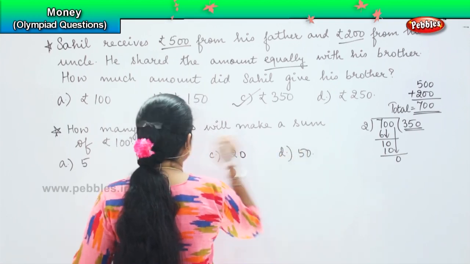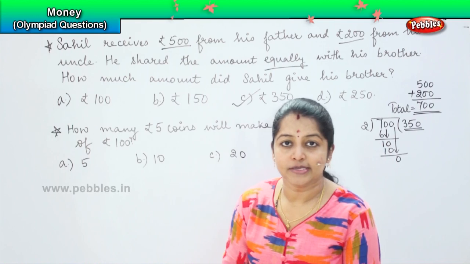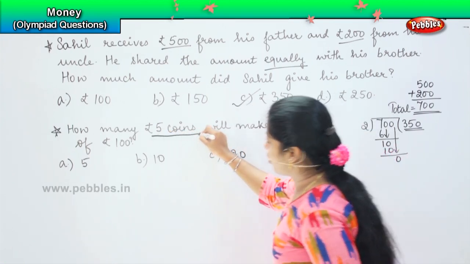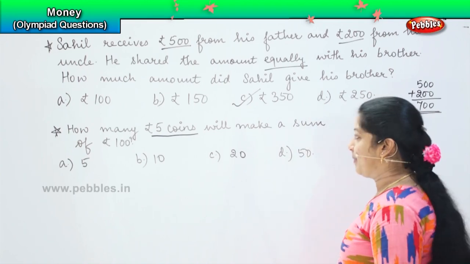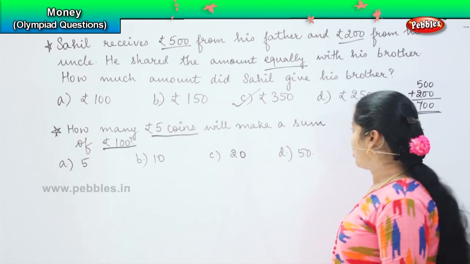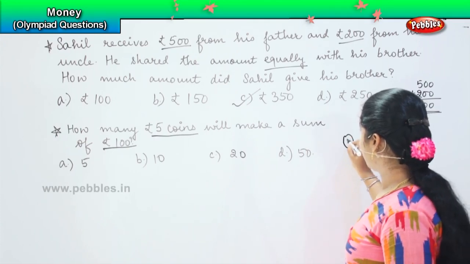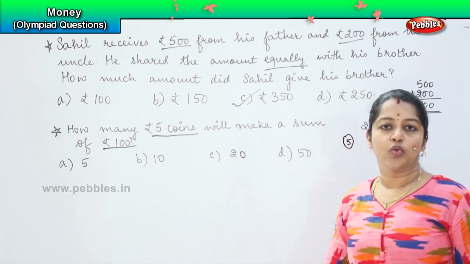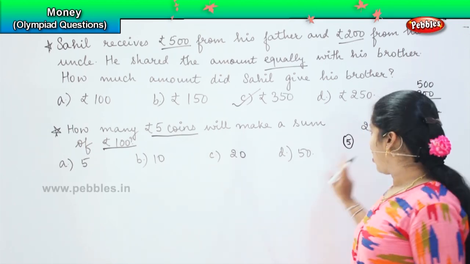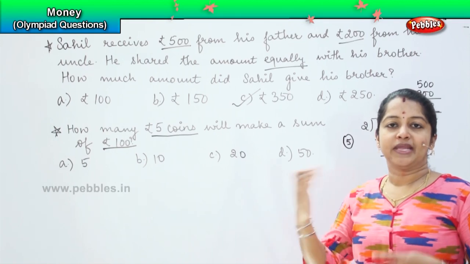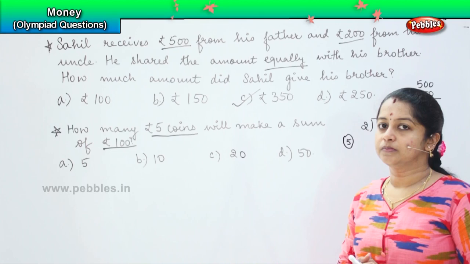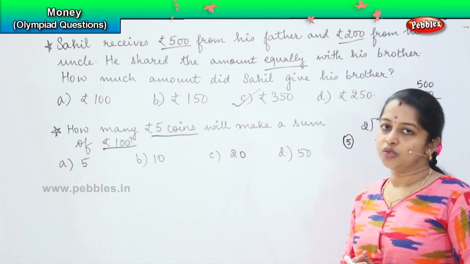Okay? So do you understand the question now? How many 5 rupee coins will make a sum of rupee 100. So have you seen 5 rupee coin, children? It will be round, no? The 5 rupee coin. So I have to make a sum of 100 rupees and I need to see how many 5 rupee coins will make the sum of rupee 100. So what am I going to do here, children? Very good. We need to divide.